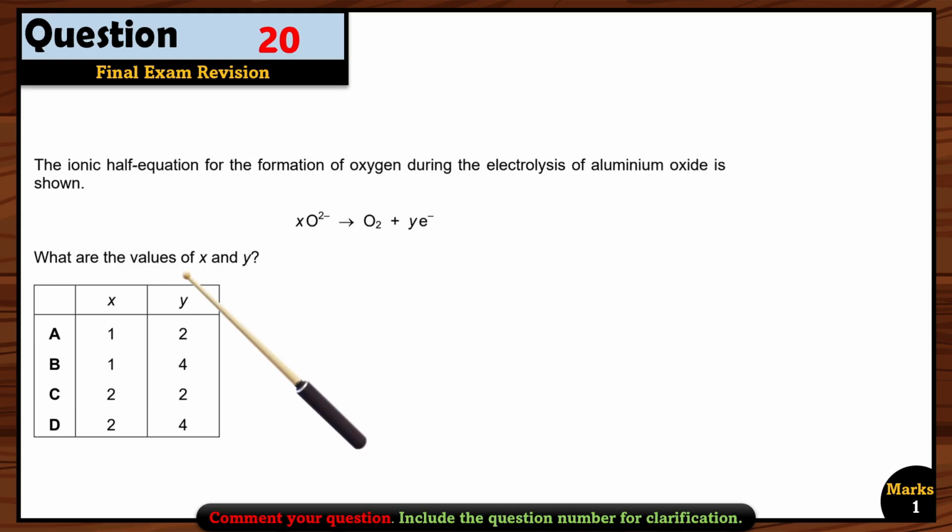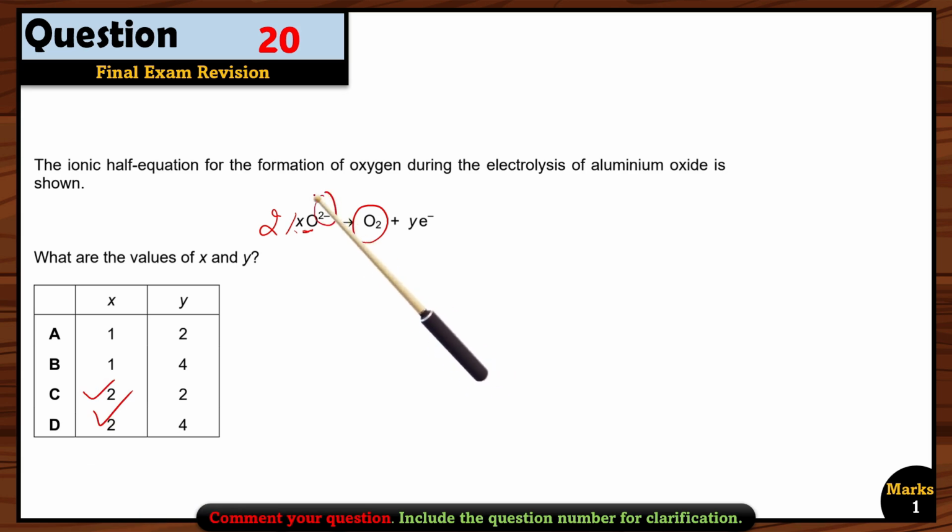Most of the students are very good at balancing the equation. They know that two oxygens are present here, so here we have only one, so it should be 2. But the common mistake the students usually make is that they forget to multiply the oxidation number with the coefficient. So 2 into 2 is 4.